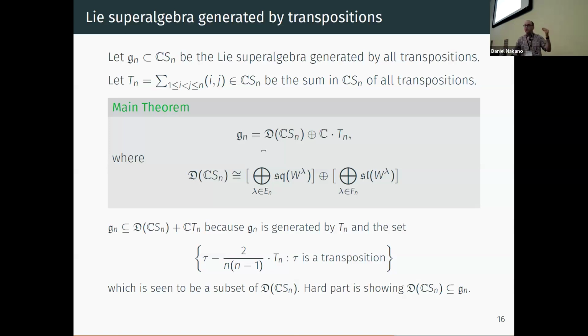And one direction of this equality is relatively easy to see, because you can just check, by looking at the image of certain things inside these SQs and SLs, that a certain set lives inside the derived subalgebra. So one direction is easy. The hard part is the other direction, showing that the full derived algebra is inside this Lie algebra.